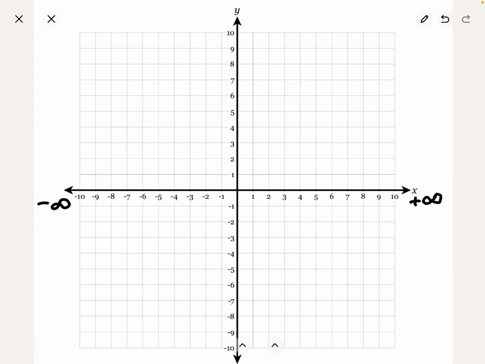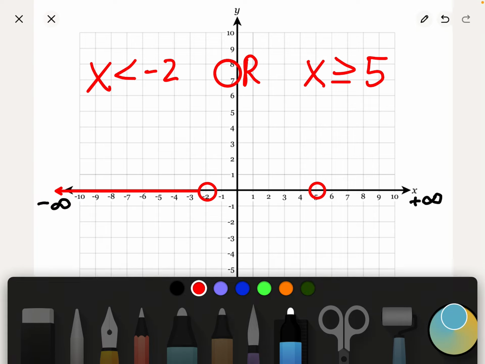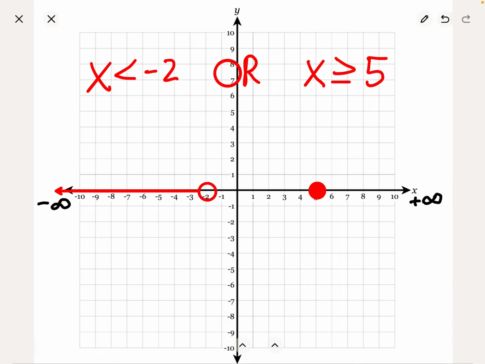So now this one is going to be x is less than negative 2, or x is greater than or equal to positive 5. Now, the way we would graph this is you would go to negative 2, and you're going to have an open circle because we're not including the negative 2, and then we're going to go left. And then we're going to go to 5, and we are going to close that circle, and we're going to have an arrow going out to the right. That's how we would do that.